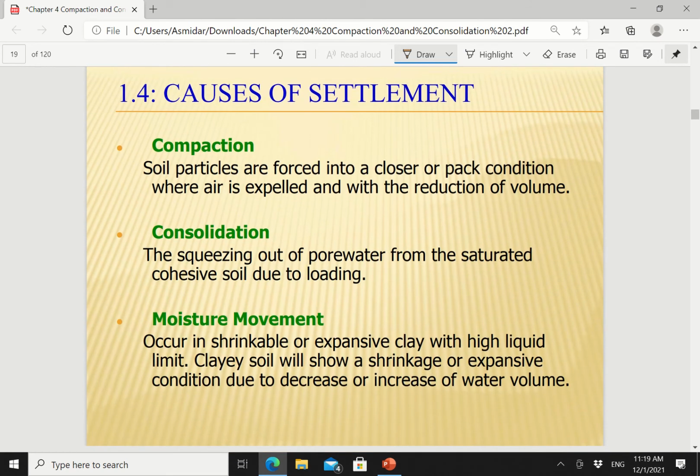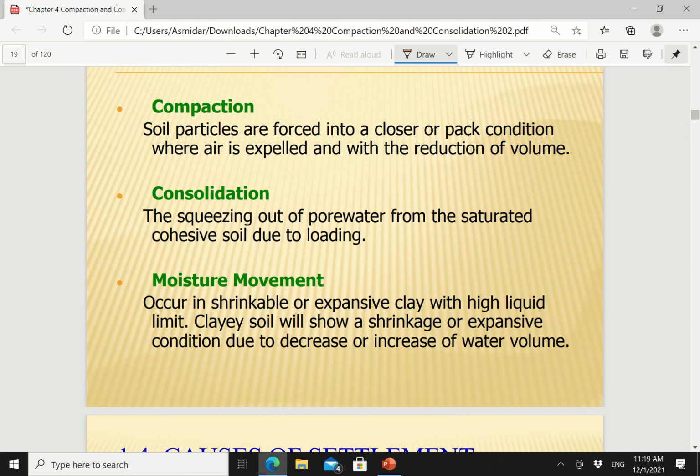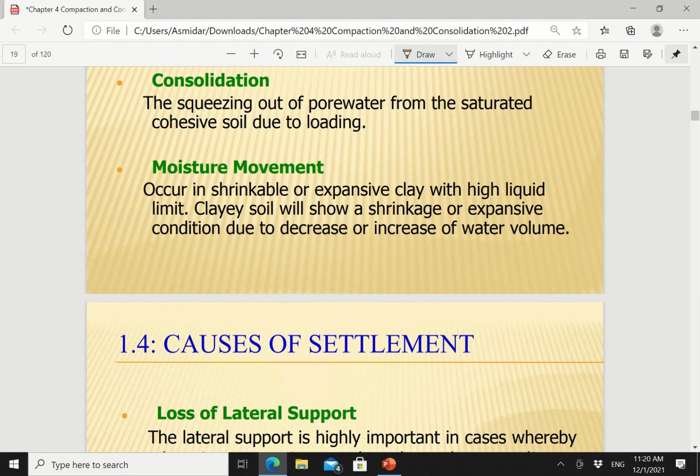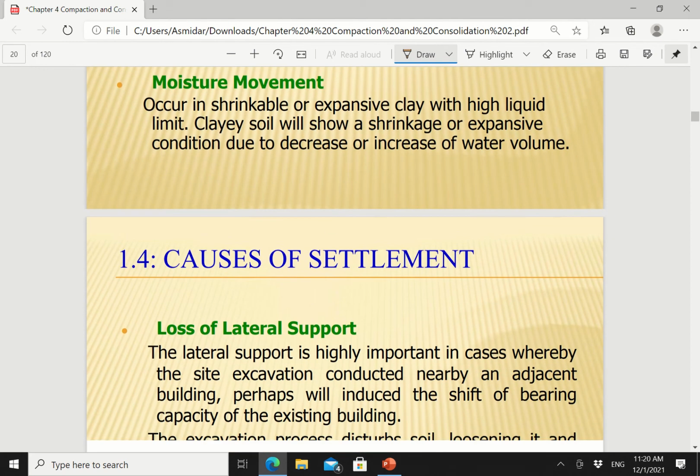Okay, right. This is the slide for you to understand the differences between compaction and consolidation. I will not emphasize again the definition of both terms, but I will highlight the moisture movement. So moisture movement will occur during consolidation. We do expect water in the soil to come out, that is why we call it moisture movement. It occurs in shrinkable or expansive clay with high liquid limit. Clayey soil will show a shrinkage or expansive condition due to decrease or increase of water volume.